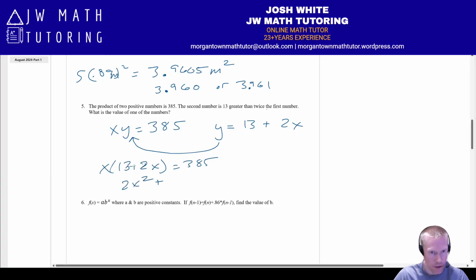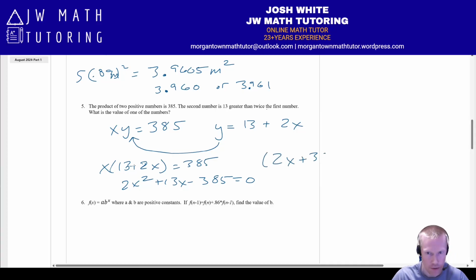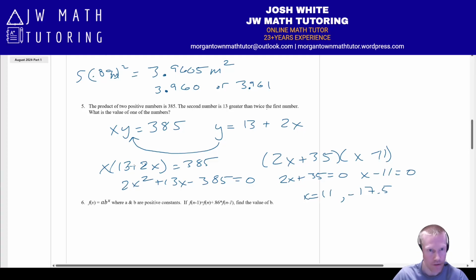So we get 2x squared plus 13x minus 385 equals 0. I mean, you probably don't know the factors of it. So even if you got to this point by hand, I would still probably go to Desmos because it's going to factor as 2x plus 35 and x minus 11. So you just set each of these equal to 0. You get two answers. Positive 11, negative 17.5. Okay, the negative value obviously doesn't work. Tells us it's a positive number right here.